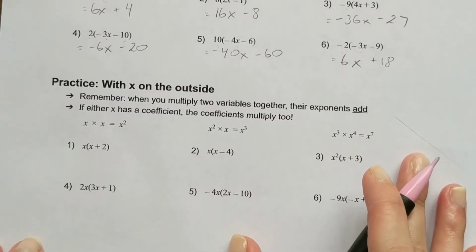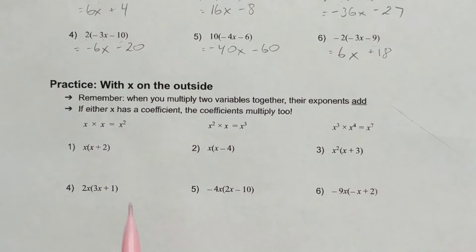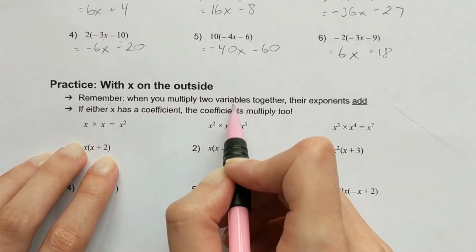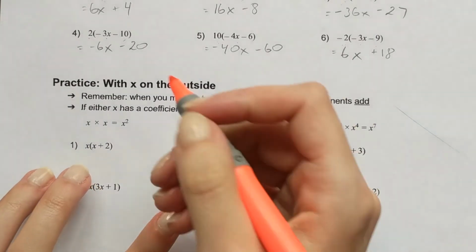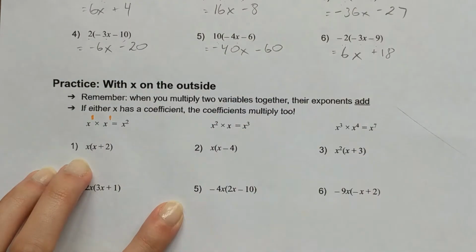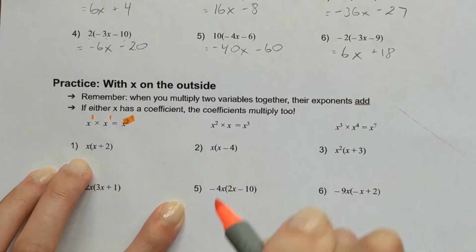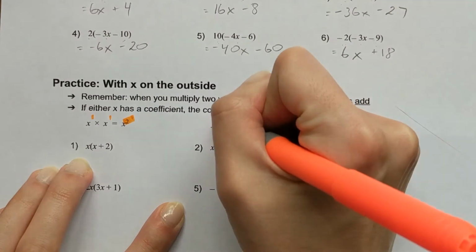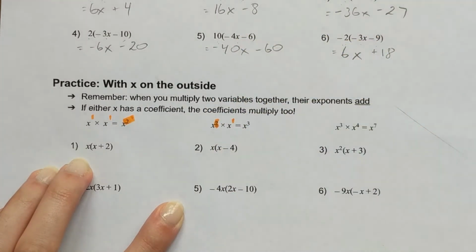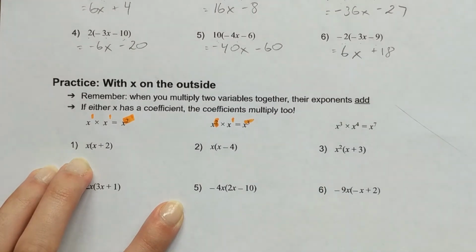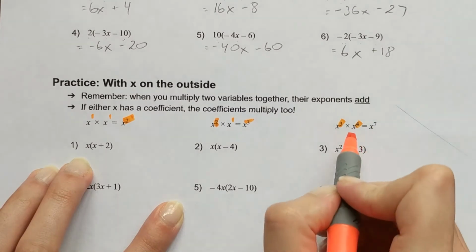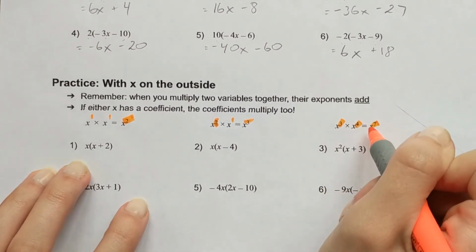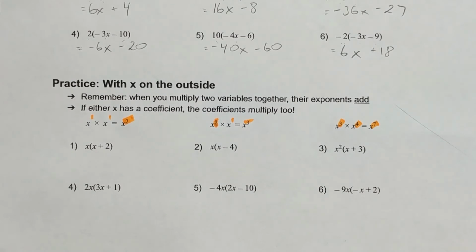Okay, and then let's do one more practice where we have x on the outside. Remember, when you multiply two variables together, their exponents add. In our first example, I have an x with an invisible 1 and an invisible 1. 1 plus 1 is 2. The next example, I have x squared and then an invisible 1. 2 plus 1 is 3. Finally, if I have an x cubed and an x to the power of 4, 3 plus 4 is 7. Now in this unit, we're not going to go very high with the numbers, but it's just important to remember.